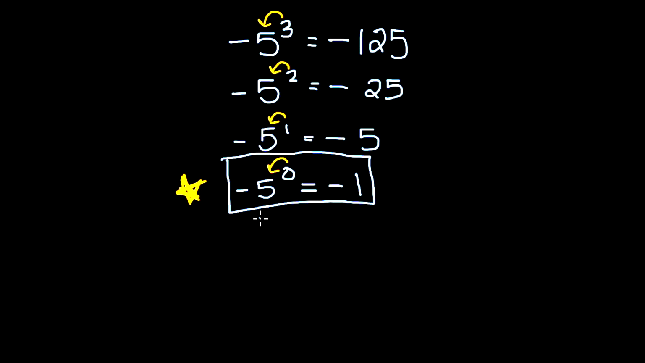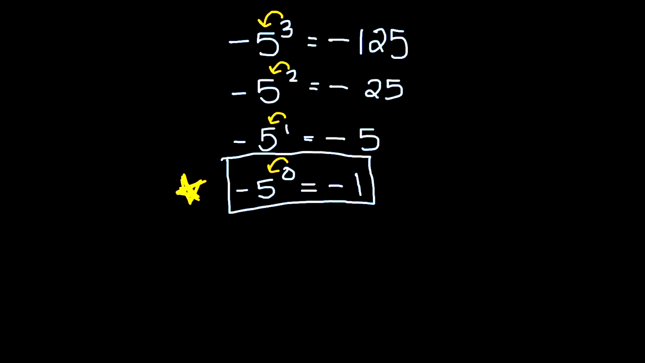This is the exception. When you see a negative sign, and there is no parentheses around the number, the 0 only applies to the number. Bring the negative sign over, and then do 5 to the 0 power. So bring the negative sign over first, then do the number to the 0 power.